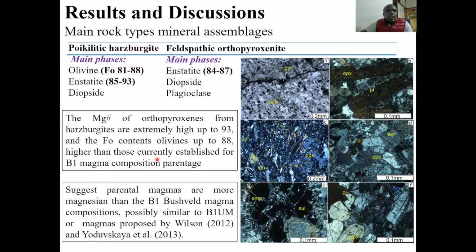The point I really wanted to make in this slide is that the magnesium number of the orthopyroxenes from the harzburgites is extremely high, and as we can see from here, 85 to 93. This is basically higher than currently established for the B1 parental magma composition, and this perhaps suggests a more primitive parental magma than the B1 Bushveld composition.